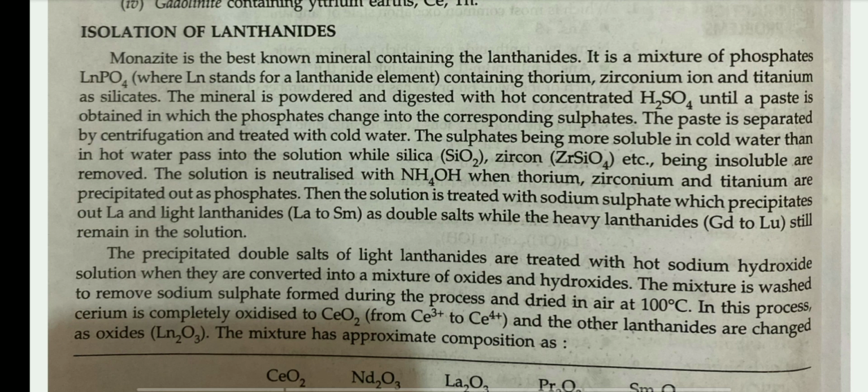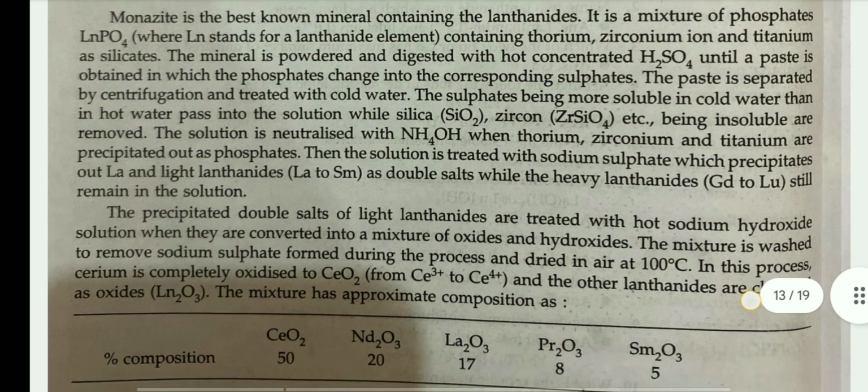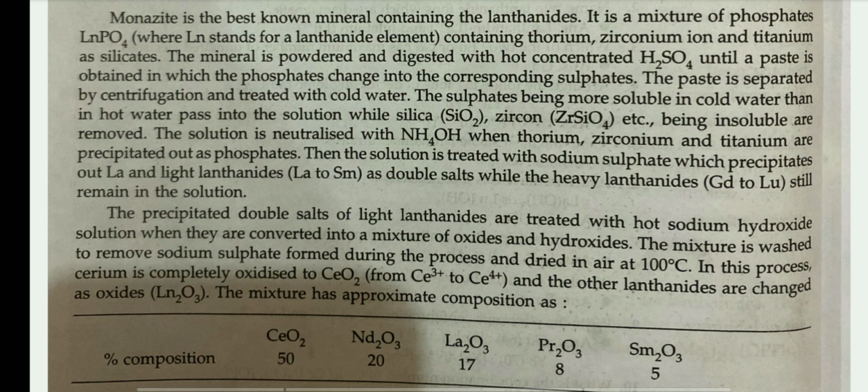Then the solution is treated with sodium sulfate, which precipitates out La and light lanthanoids as double salts, while the heavy lanthanoids still remain in the solution. The precipitated double salts of light lanthanoids are treated with hot sodium hydroxide solution when they are converted into a mixture of oxides and hydroxides. The mixture is washed to remove sodium sulfate formed during the process and dried in air at 100 degrees Celsius.